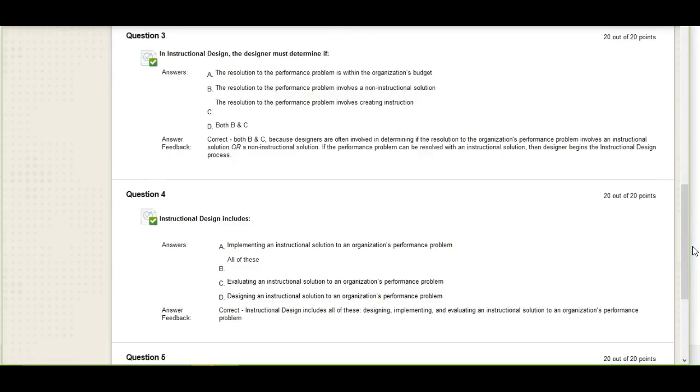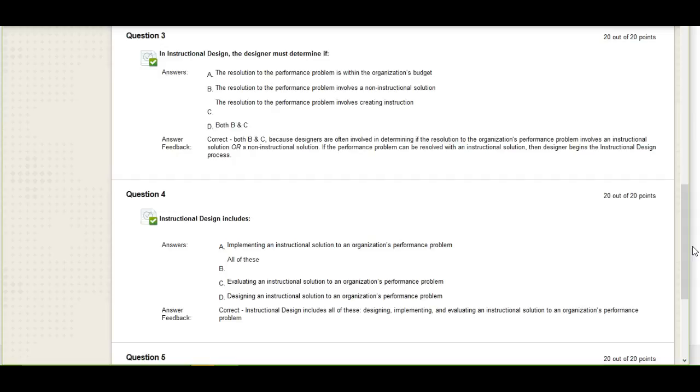Question 3. In instructional design, the designer must determine if A. The resolution to the performance problem is within the organization's budget. B. The resolution to the performance problem involves a non-instructional solution. C. The resolution to the performance problem involves creating instruction. Or D. Both B and C.